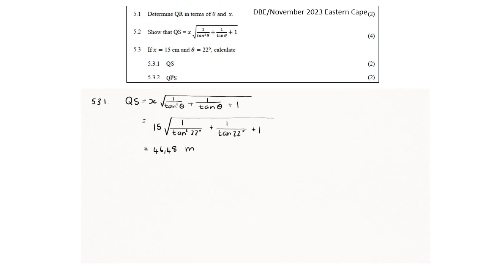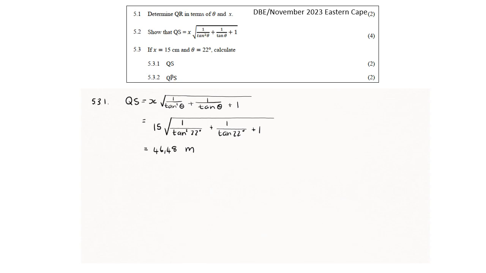it gives us that QS is equal to 46.48 meters rounded to 2 decimal places. This question counted 2 marks. You get 1 mark for the correct substitution and 1 mark for the answer.